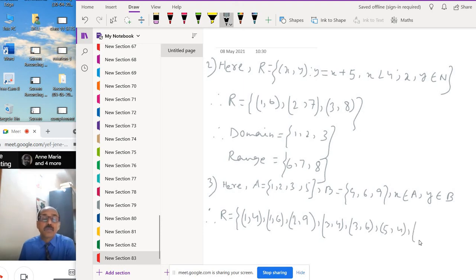Then 5 comma 6 also you can take. 5 comma 6 difference is 1. 5 comma 9 difference is 4. We cannot take. So up to this 5 comma 6. So 1, 2, 3, 4, 5, 6, 7. That means 1, 4, 1, 6, 2, 9, 3, 4, 3, 6, 5, 4, 5, 9, 5, 6.